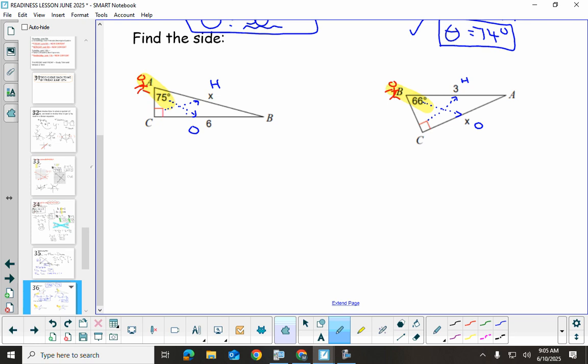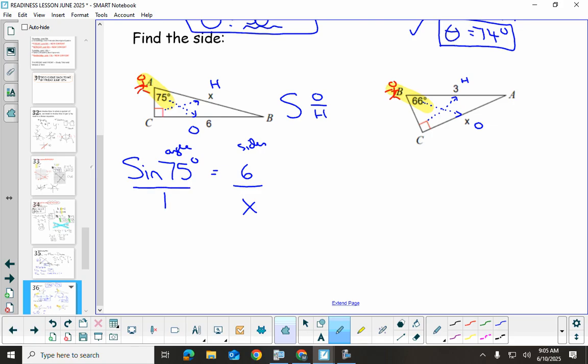Sine. So it's sine. Now, sine 75 equals. So you put the angle here. So the angle always goes on this side. The sides always go on this side. So sine 75 equals. So it's SOHCAHTOA. So it's opposite on top, hypotenuse on the bottom. Now, with these ones, I had you insert an over 1.